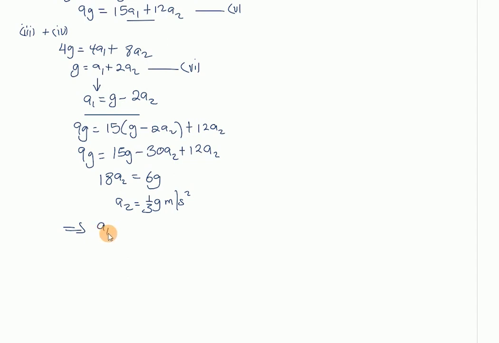Then this implies that a1 is equal to g minus 2 over 3 of g, and a1 is still equal to a third of g meters per second squared. We are getting this from 2 over 3 g. Putting that one there, substitute this one here, and you are getting this. So a1 has been got and a2 has been got.